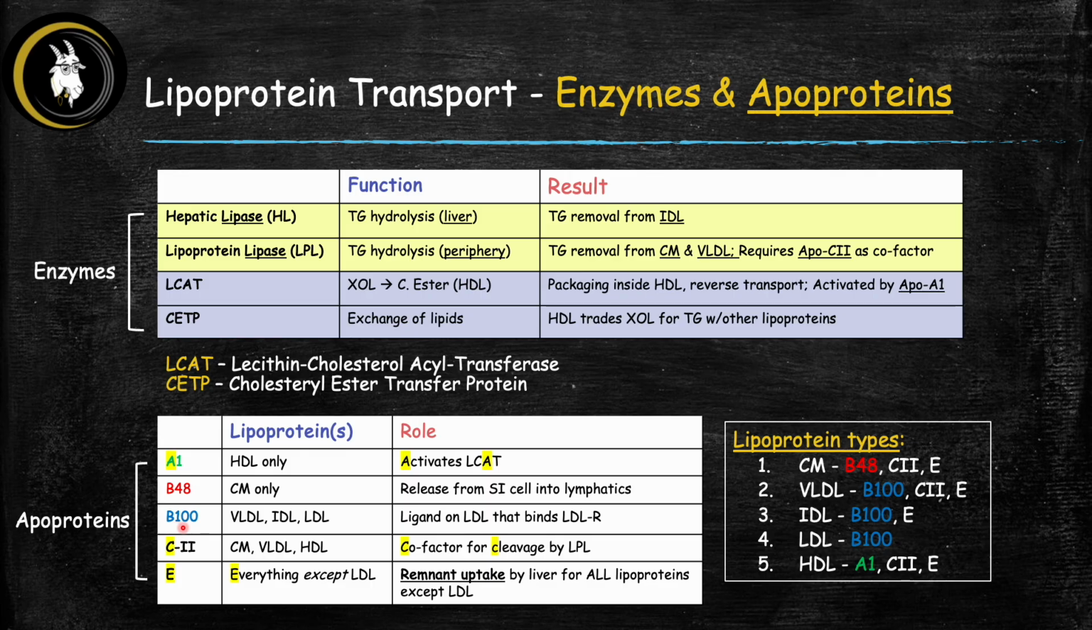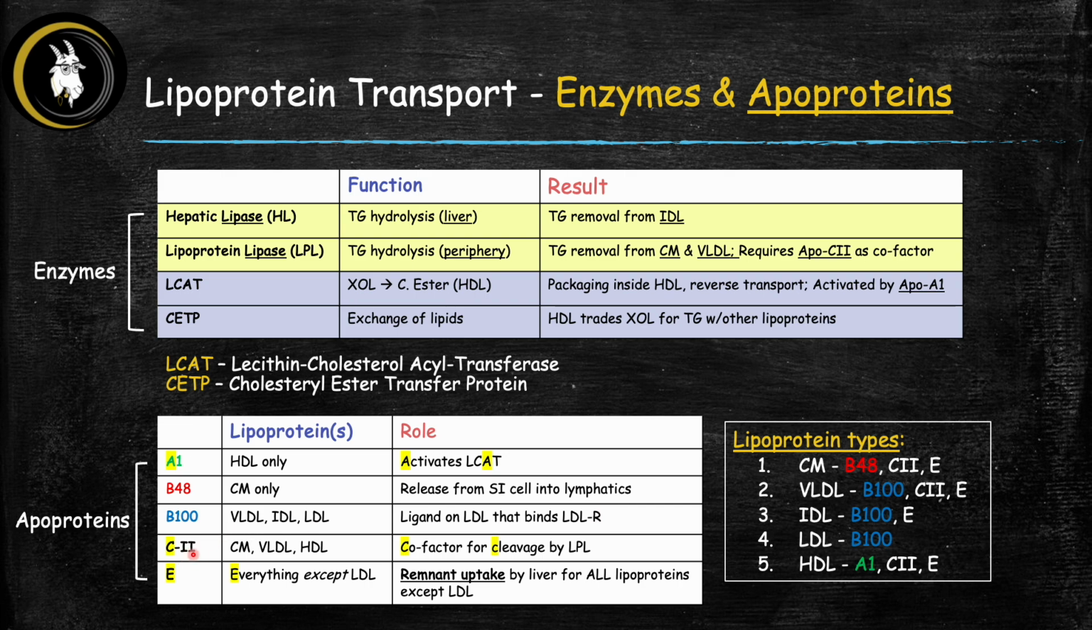The next one is B100. B100 is on VLDL and both of its degradation products, which are IDL and LDL. The key role for B100 is that it's actually the ligand on LDL that binds the LDL receptor and mediates that receptor-mediated endocytosis. So this is the key function of B100 to allow uptake of LDL by peripheral cells as well as backup by the liver.